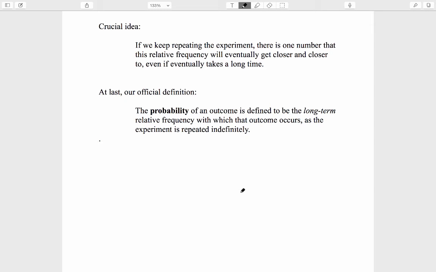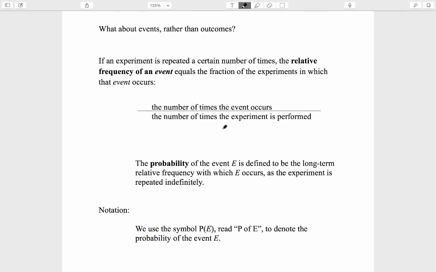And now, finally, we arrive at our official definition of probability. The probability of an outcome is defined to be the long-term relative frequency with which that outcome occurs, as the experiment is repeated indefinitely. So we need the notion of relative frequency to make this definition, but we have to think in terms of long-term relative frequency. We have to think in terms of repeating the experiment in principle forever. That was the definition of the probability of an outcome.